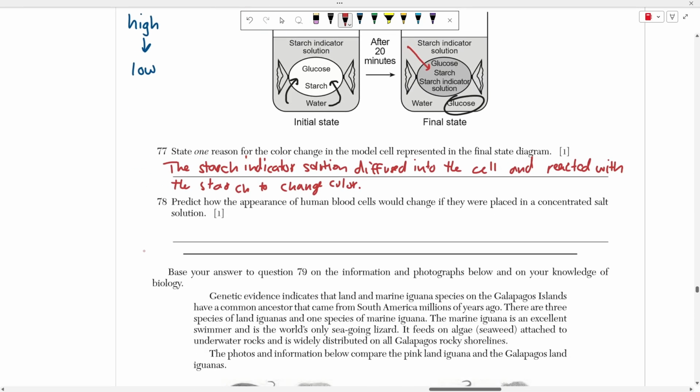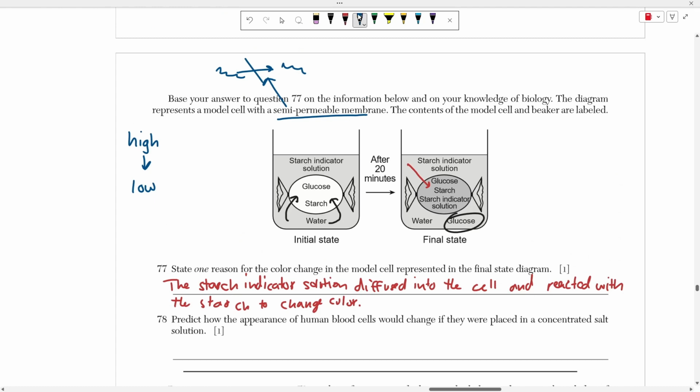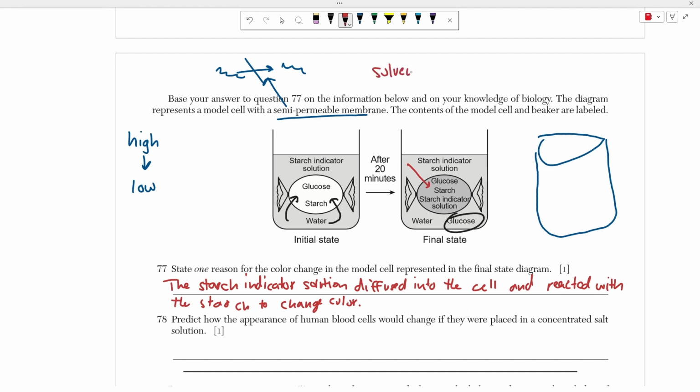So 78 is still related to this problem, and it asks us to predict how the appearance of human blood cells would change if they were placed into a concentrated salt solution. So let's just pretend that we took one blood cell and we put it into this container of water, and the water has concentrated salt solution. So a solution is going to be a mix of a solvent, which is the liquid, and the solute, which is in this case the salt.